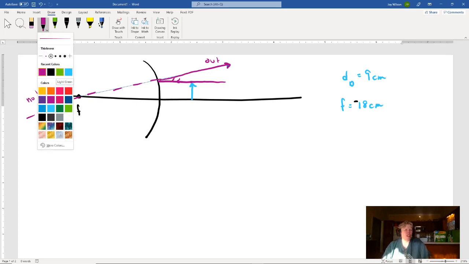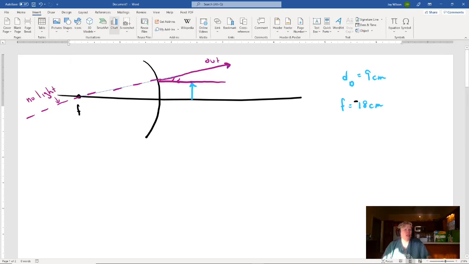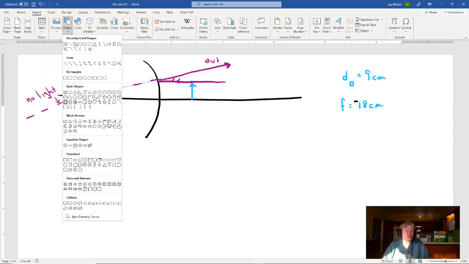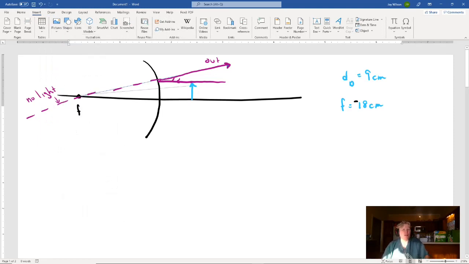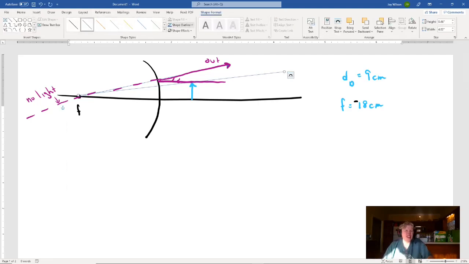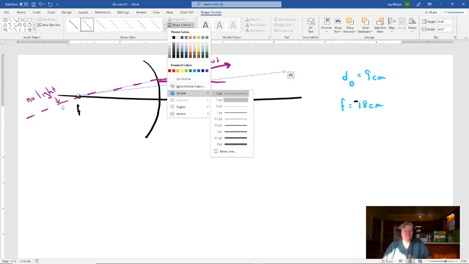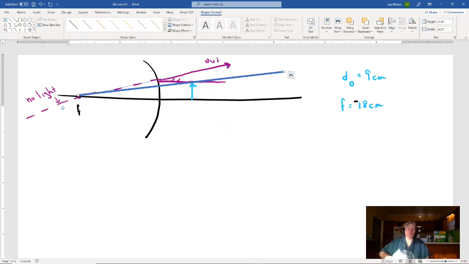Then our second ray is going to be the one that we aim at the focal point. There's my ray. But remember that this ray does not go through the focal point. It simply hits the mirror and then it comes out.